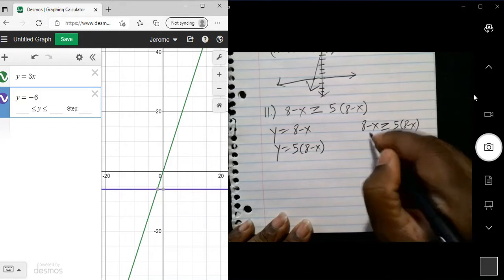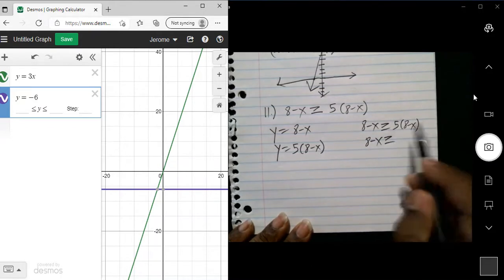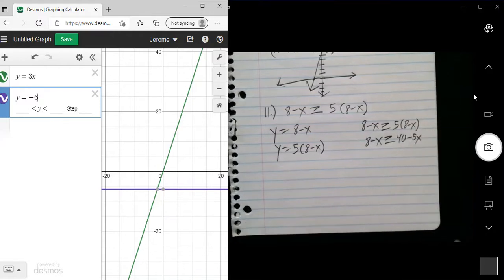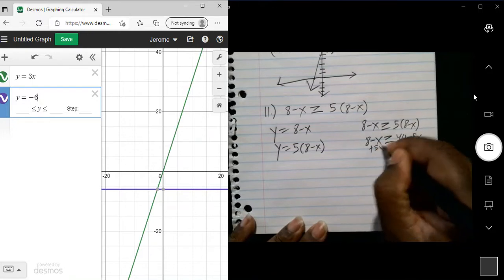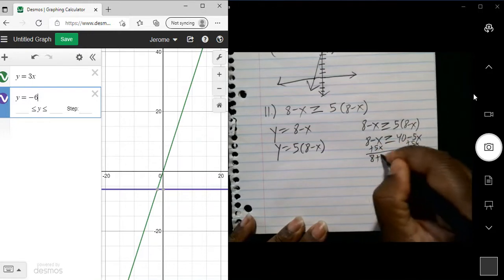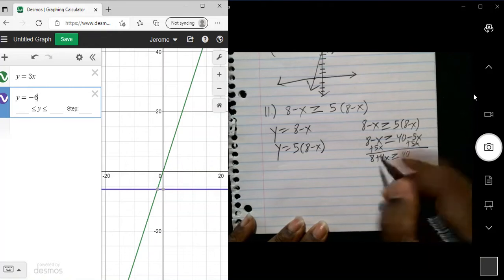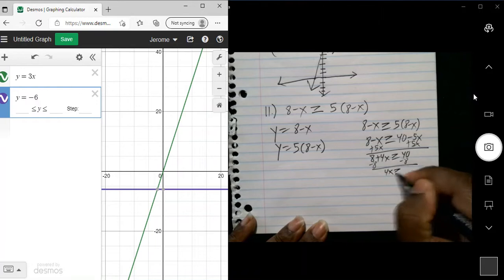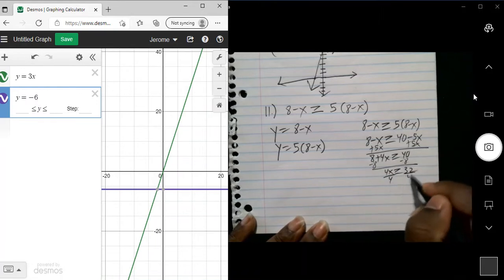So this would be 8 minus x is greater than or equal to, using the distributive property, 40 minus 5x. We can add 5x on both sides. And we have 8 plus 4x is greater than or equal to 40. Subtract 8 on both sides. 4x is greater than or equal to 32. And divide each side by 4. And x is greater than or equal to 8.